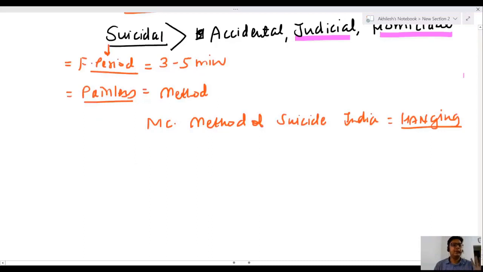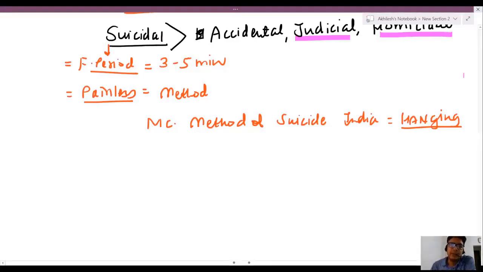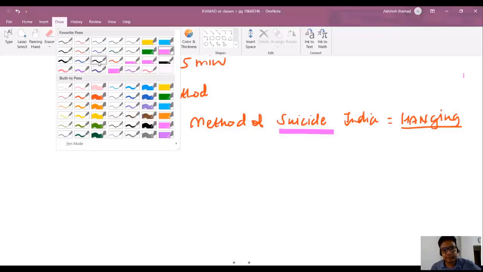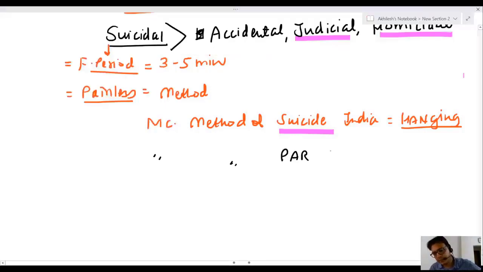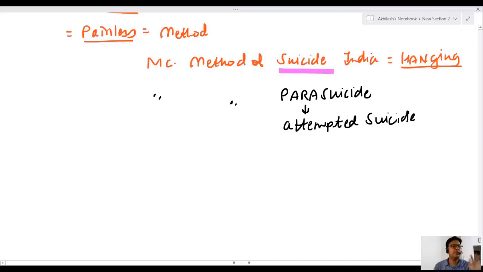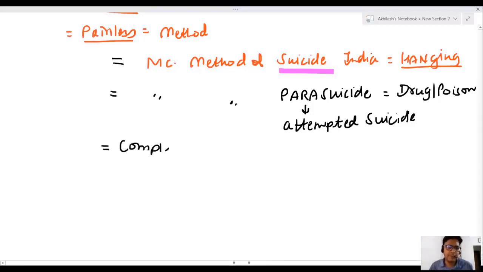Suicide means suicidal death, the person dies. Now I will put a few terms. The most common method of para-suicide: what is para-suicide? Para-suicide is attempted suicide. Attempted means you survived; you attempted but have not died. The most common method of para-suicide is drug or poison.